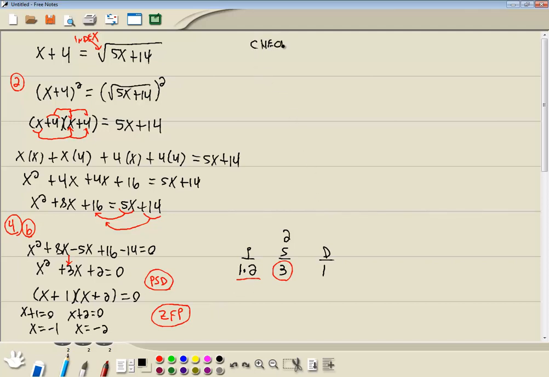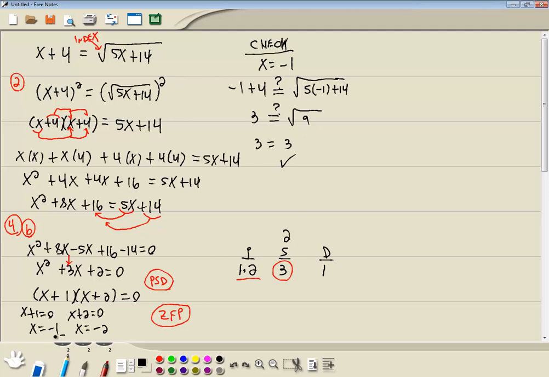And I'll actually write this out this time. Okay, so let's check x equals negative 1. We're going to plug that back into our original equation. So we got negative 1 plus 4. And this is not an equals at this point. This is a question mark on equals. We're wondering if that's true. Square root of 5 times negative 1 plus 14. Well, negative 1 plus 4 is 3. And we're wondering if that's equal to 5 times negative 1, which is negative 5, plus 14 is 9. And square root of 9 is 3, so that one checks.